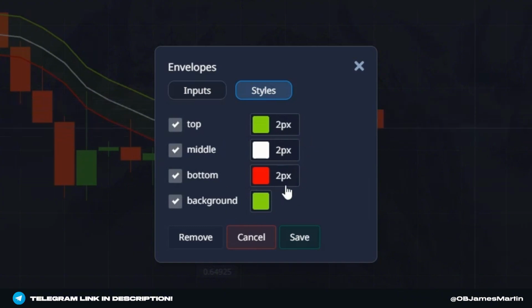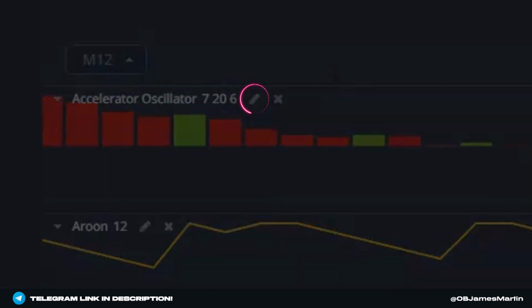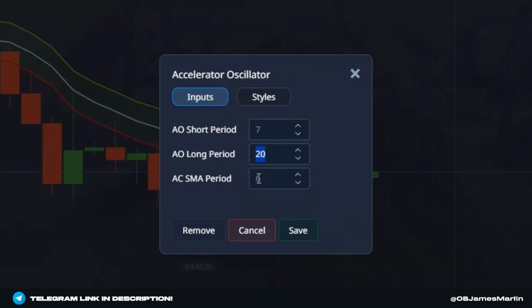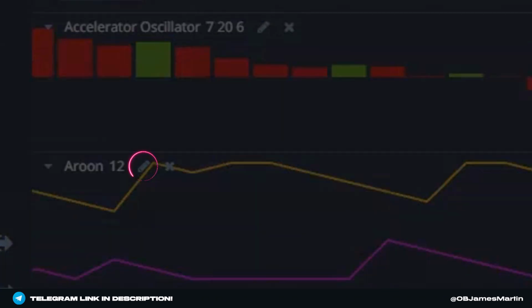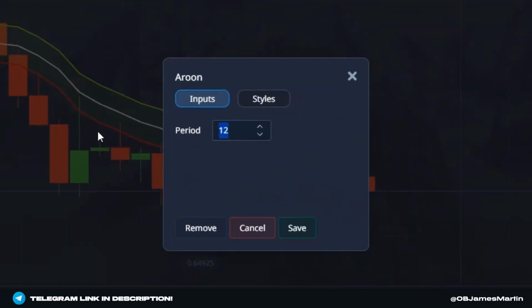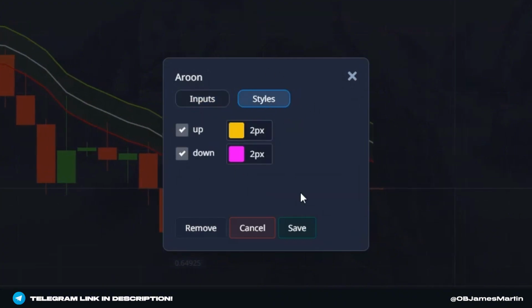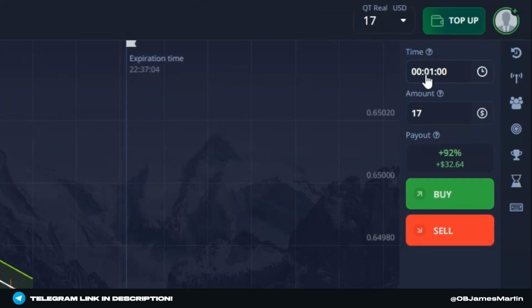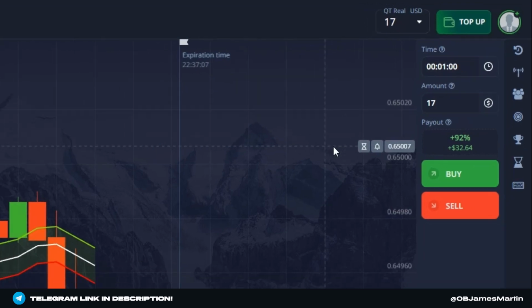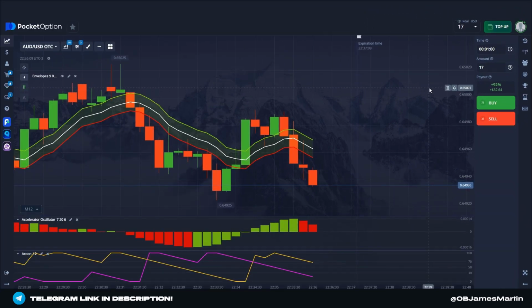If you want to use the same color and the same pixel thickness: Accelerator Oscillator 7, 20 and 6, that's what we're going to use. 12 on period for Aroon, with yellow and pink lines. 1 minute expiration time and $17. Okay, so let's start with that and let's make some money with this one. Check it out, guys. Let's go.